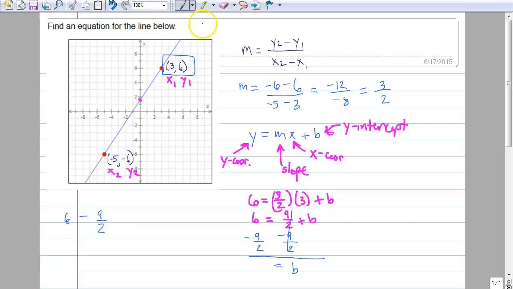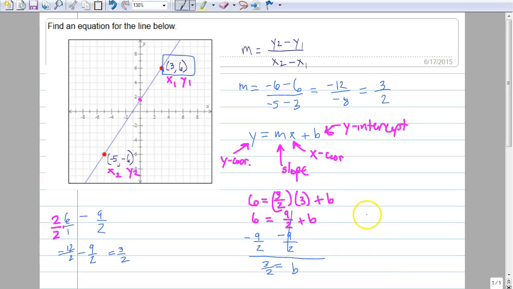Okay, we can turn the 6 into a fraction by putting it over 1. Now we need a common denominator when we subtract fractions. Common denominator is 2, so we need to multiply this denominator by 2, but if you do something to the denominator, it must also be done to the numerator, so that's going to give us 12 halves minus 9 halves, and that equals 3 halves. So the y-intercept is 3 over 2. This tells us that our line crosses this y-axis at 3 over 2 on the y-axis.